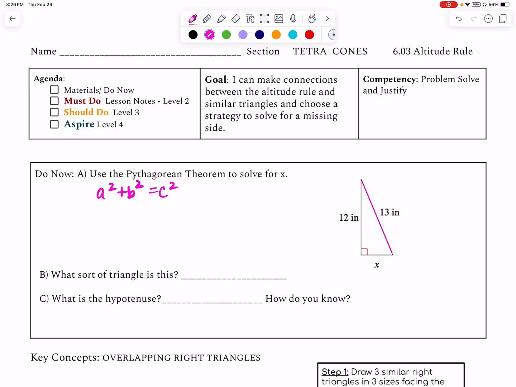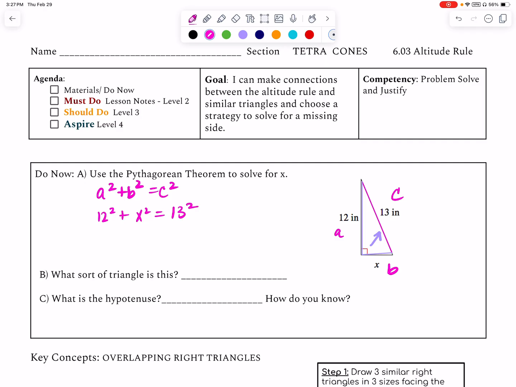All right, so these are the legs in purple, and those are always A and B. C is the hypotenuse because it's always the largest length or it's always across the right angle. So let's go ahead and substitute. A is 12 squared, B is x squared, and C is 13 squared.